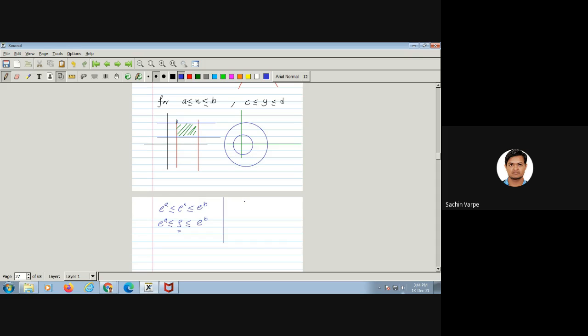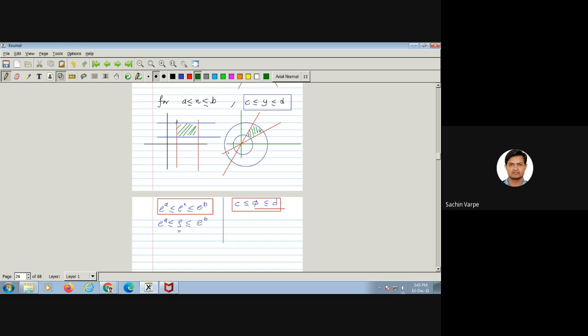Now, at the same time our y varies from c to d. As we know, y is nothing but phi. So what are the limits of phi? Phi also varies from constant c to constant d. Phi equal to c means a straight line passing through origin, right? Suppose this is phi equal to c, and phi equal to d is also a straight line passing through origin. Then what is the region bounded by all these four curves? So this is the region, right?